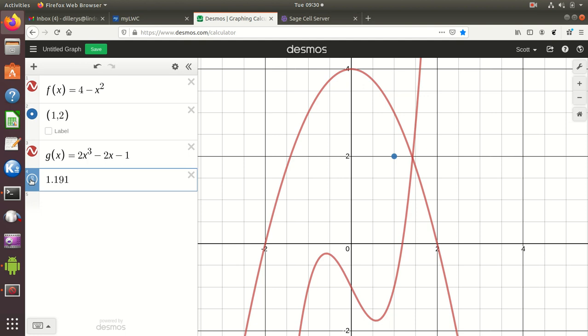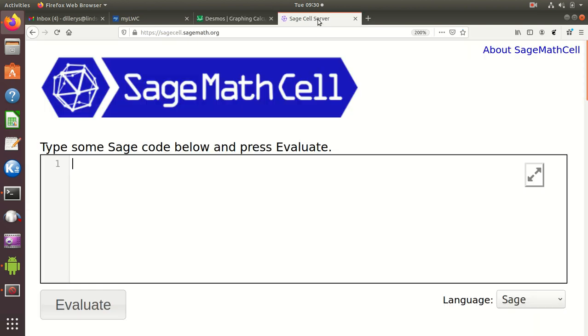Now here I can hit this fraction thing, but you see that didn't help either. I mean, I could tell you that was 1191 over 1,000. So I'll turn that off. And so what else could I do? Well, this is where Sage Cell can come in handy.